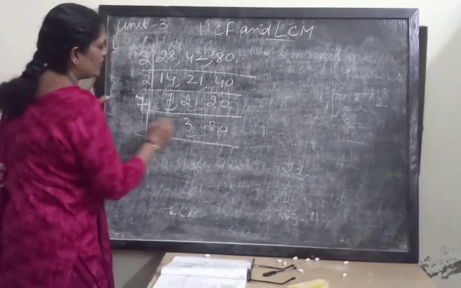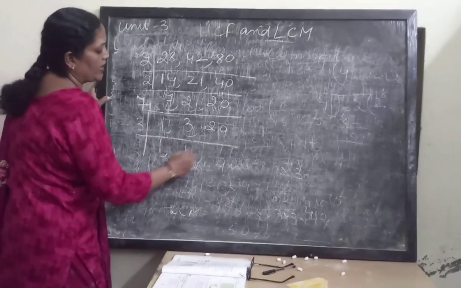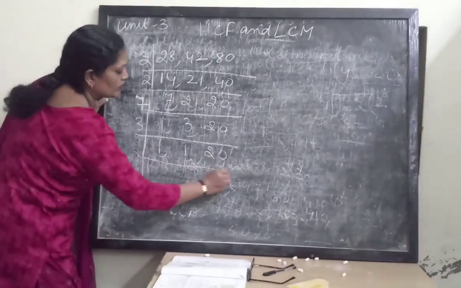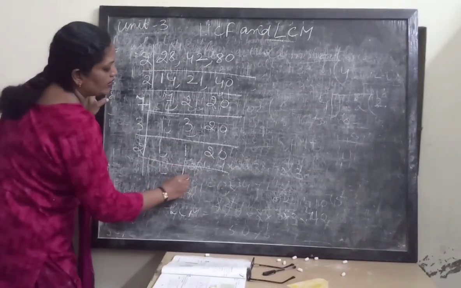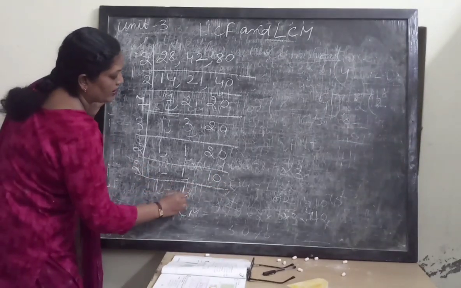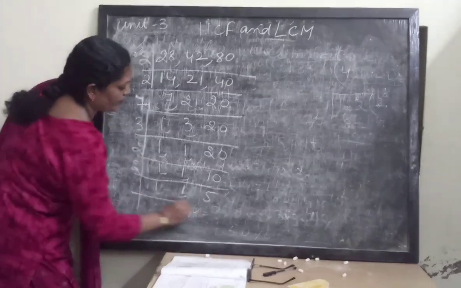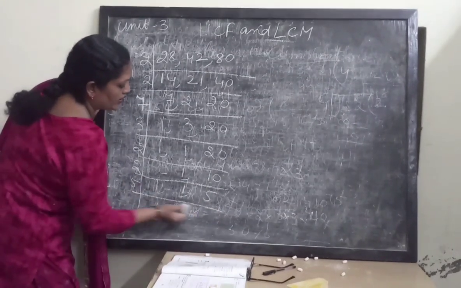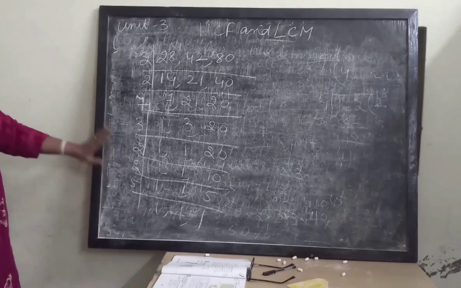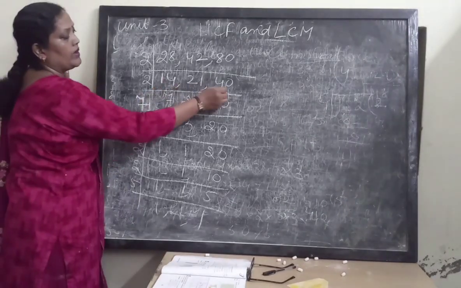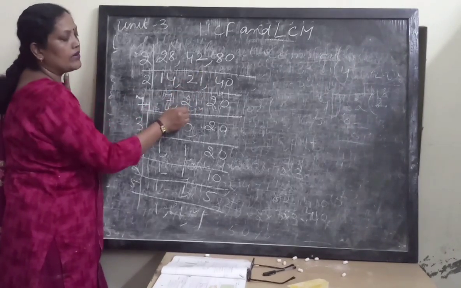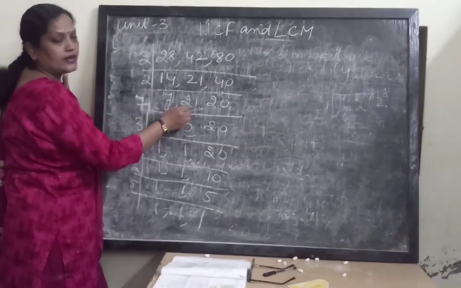Now 3 is left alone. Take it out. 1, 1. 20 is not divisible, write it as such. Now you will take 2. 1, 1 remain as such. 10. Again 2. 1, 1, 5. Then 5. 1, 1, 1. In the LCM, if 2 numbers are divisible by 2, you have to take 2 common. The number which is not divisible will remain as such. You have to shift it as it is.